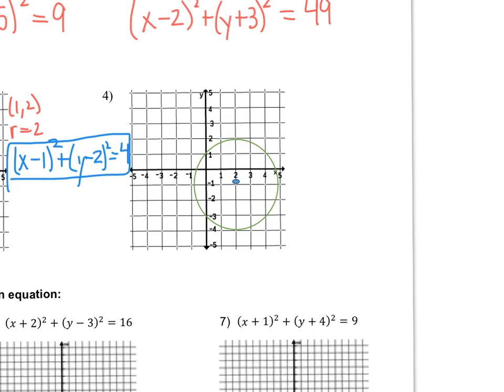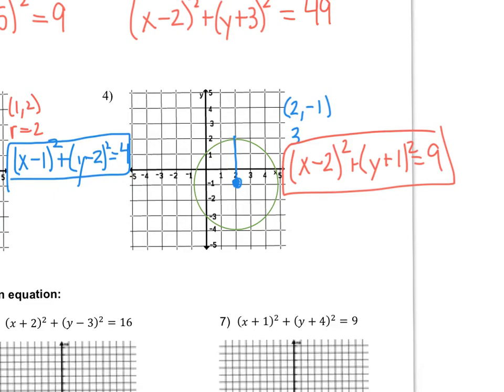Looking at this problem here, again, we can clearly see that our center is right there. The coordinate is 2, -1. And our radius, and you can go in any direction here, 1, 2, 3, is 3. So plugging it into our formula, x minus my x squared plus y minus my y, since it's already negative, it would be positive 1 squared equals my radius squared. Since my radius is 3, it'll be 9. And that's it.